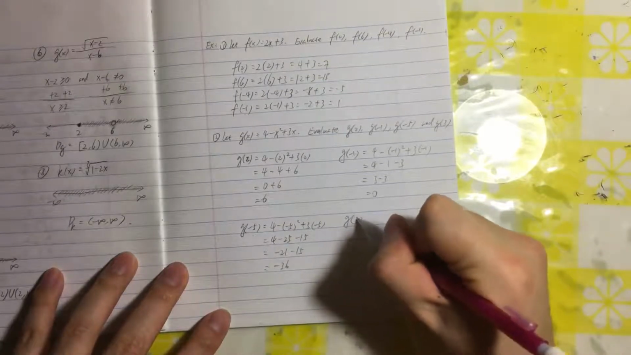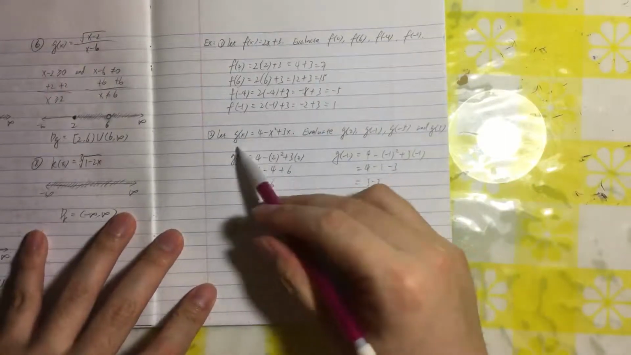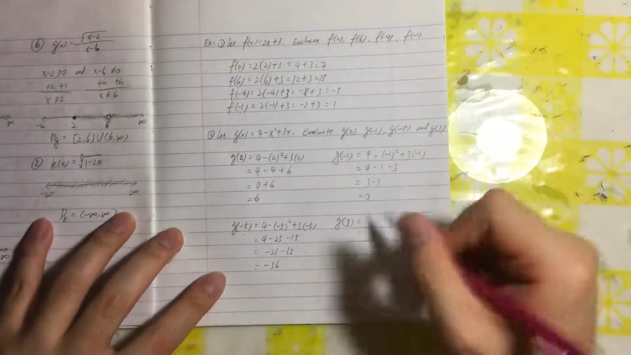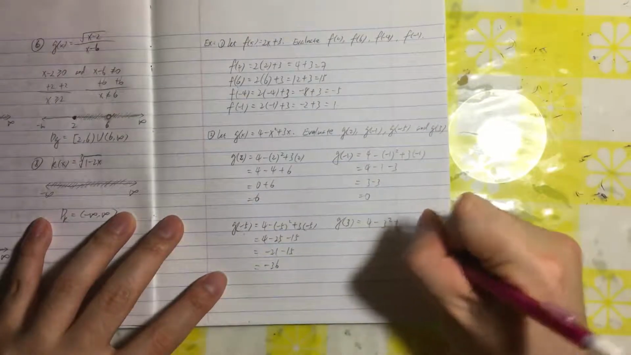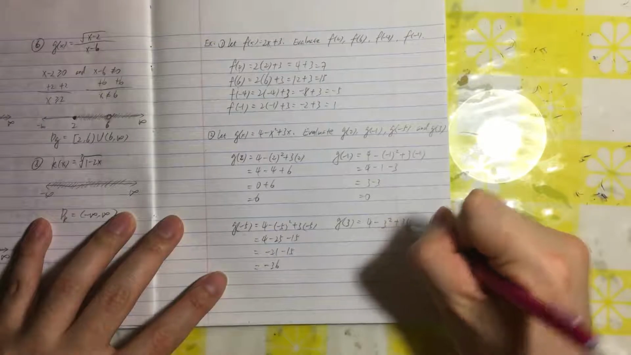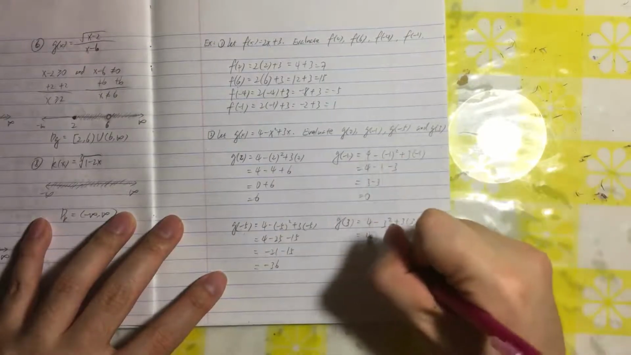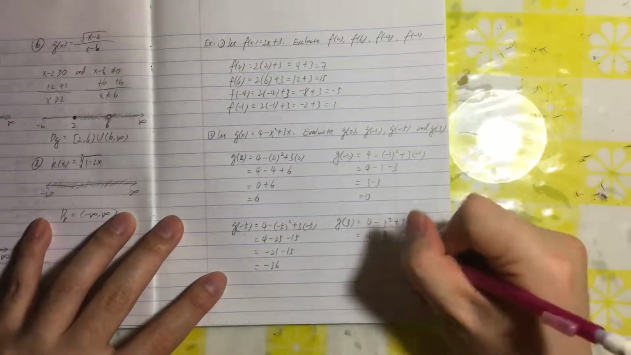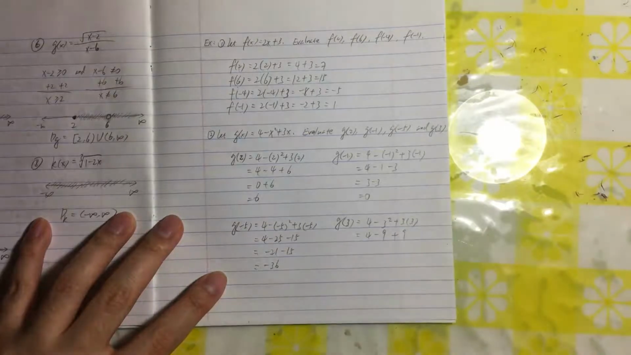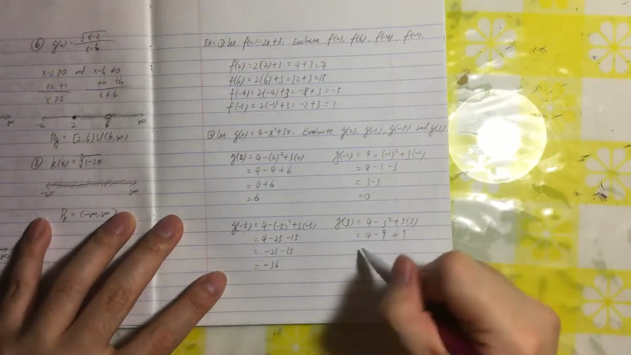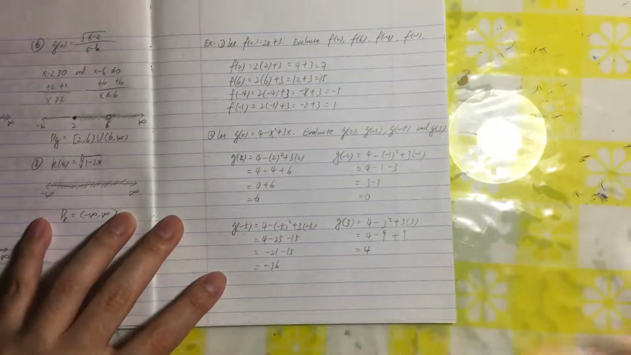Next, find g of 3. For g of 3, we plug in 3 for each x. Number 3 here represents x. So I get 4 minus 3 squared plus 3 times 3. 3 squared is 9, and 3 times 3 is 9. Positive 9 and negative 9 cancel. The answer is 4. That means g of 3 equals 4.